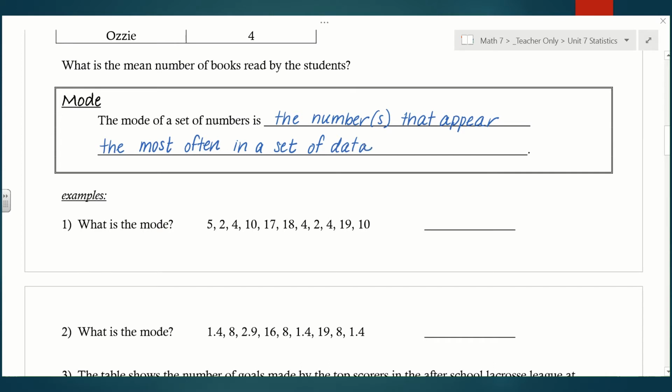Okay, one thing I'm going to have you make a note of here is that if there is no mode, we have to write no mode. We would never put 0 because 0 is a number and 0 could be the mode. So if there is no mode, we write no mode.